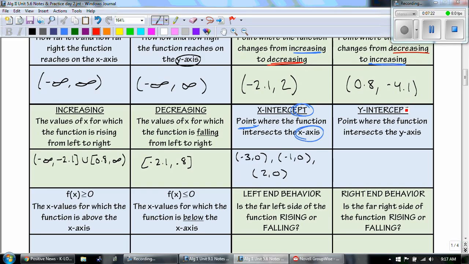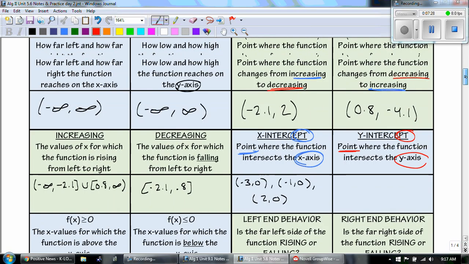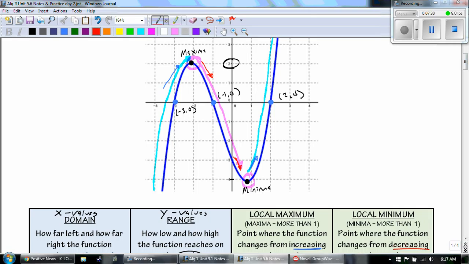Okay, the y-intercept, once again, that's a point where the function crosses the y-axis. So here we go, boom. There's my point, and that is the point 0, negative 3.